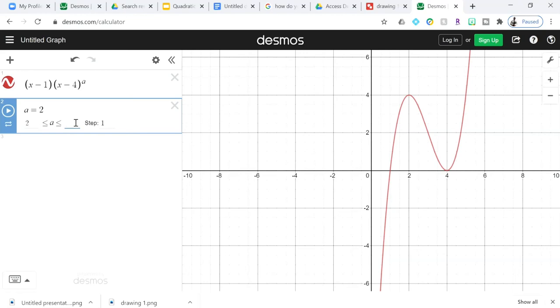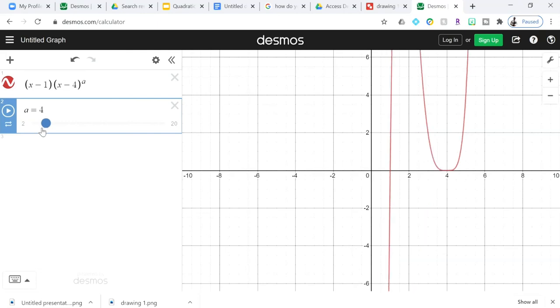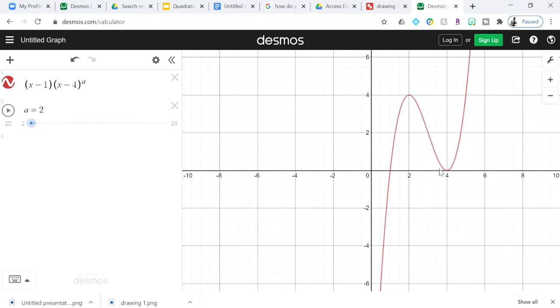And let's go up to, say, 20. And now as I slide this, it goes from 2 to 3 to 4. It's changing this number right here. How many times is x minus 4 listed as a factor? And so at 2, it looks like this. And notice right here where our 0 is, the 0 doesn't change, but it bounces. The graph comes down and bounces off the x-axis.